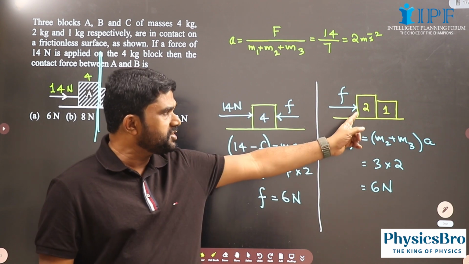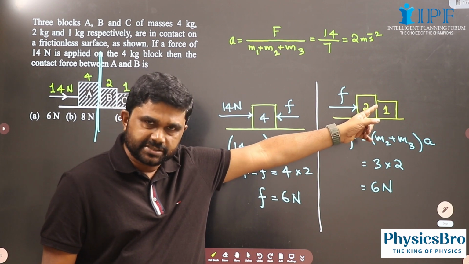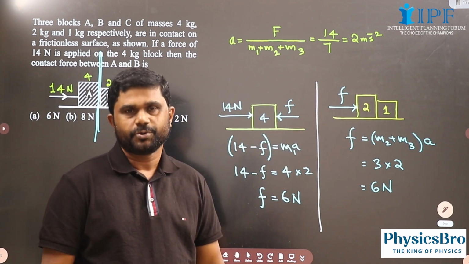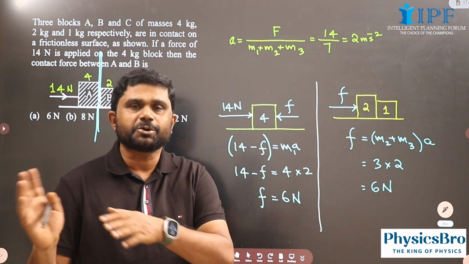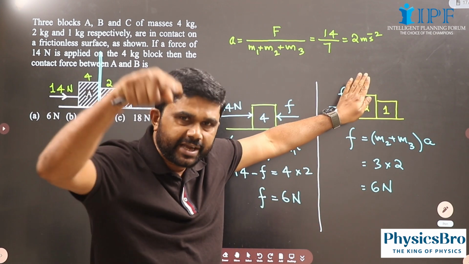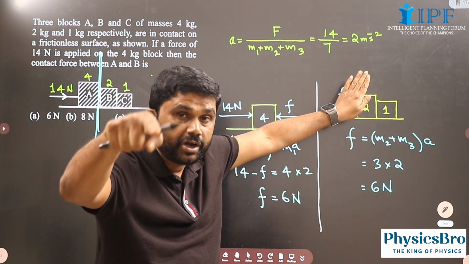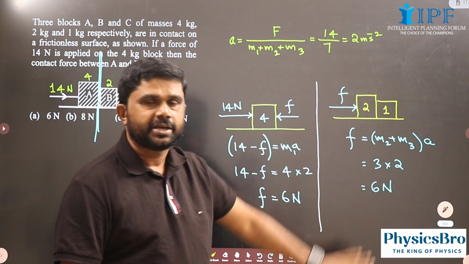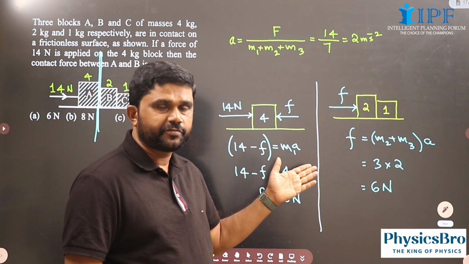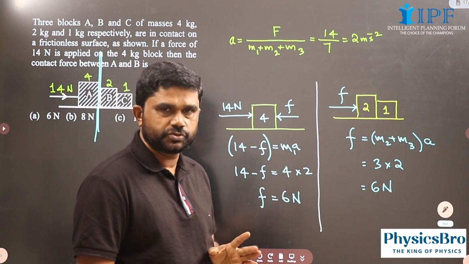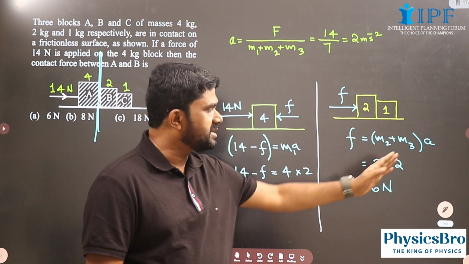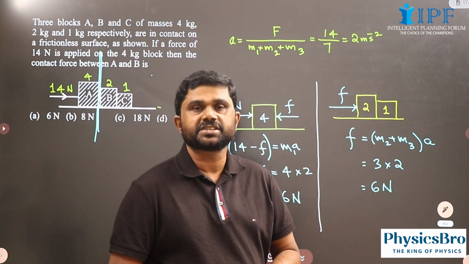So when these two blocks together are considered as the system, anything other than these two blocks will be outside the system, or external. So A is outside the system. So the force exerted by A on this combination will be an external force, and it is the only external force acting on this system along the horizontal. Let it be small f, and that f we have to find out. This is the resultant force equals mass into acceleration. Mass we have 2 plus 1, 3, and acceleration is 2. So again we will get 6 Newton.